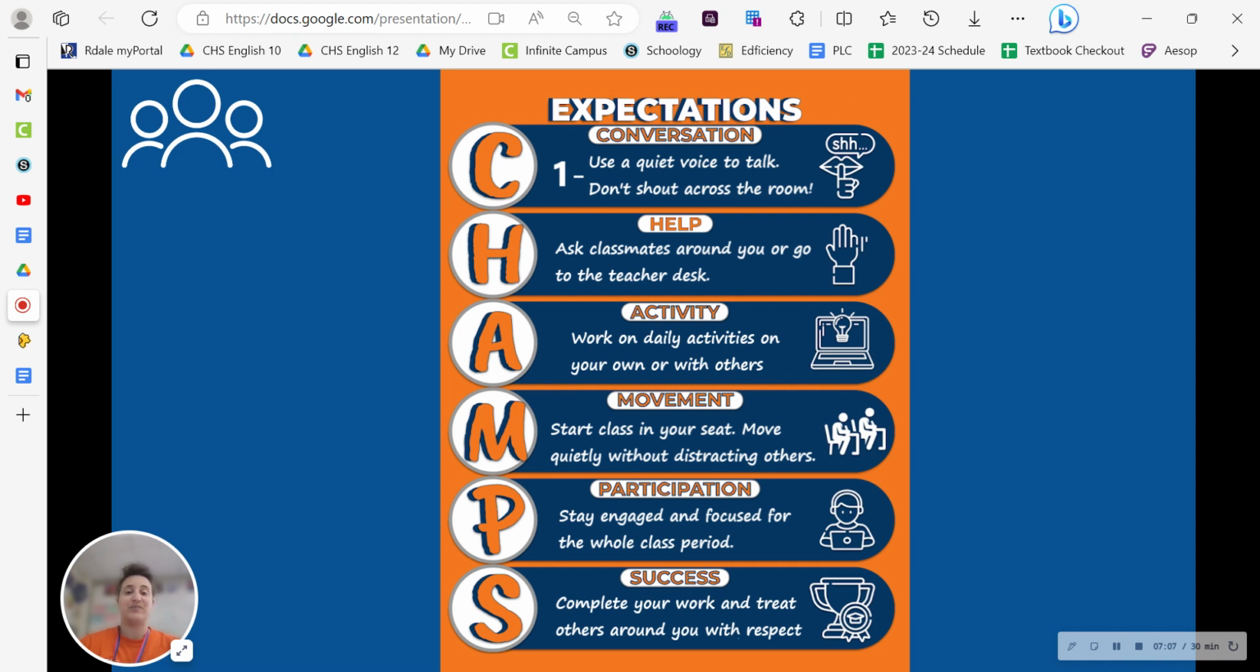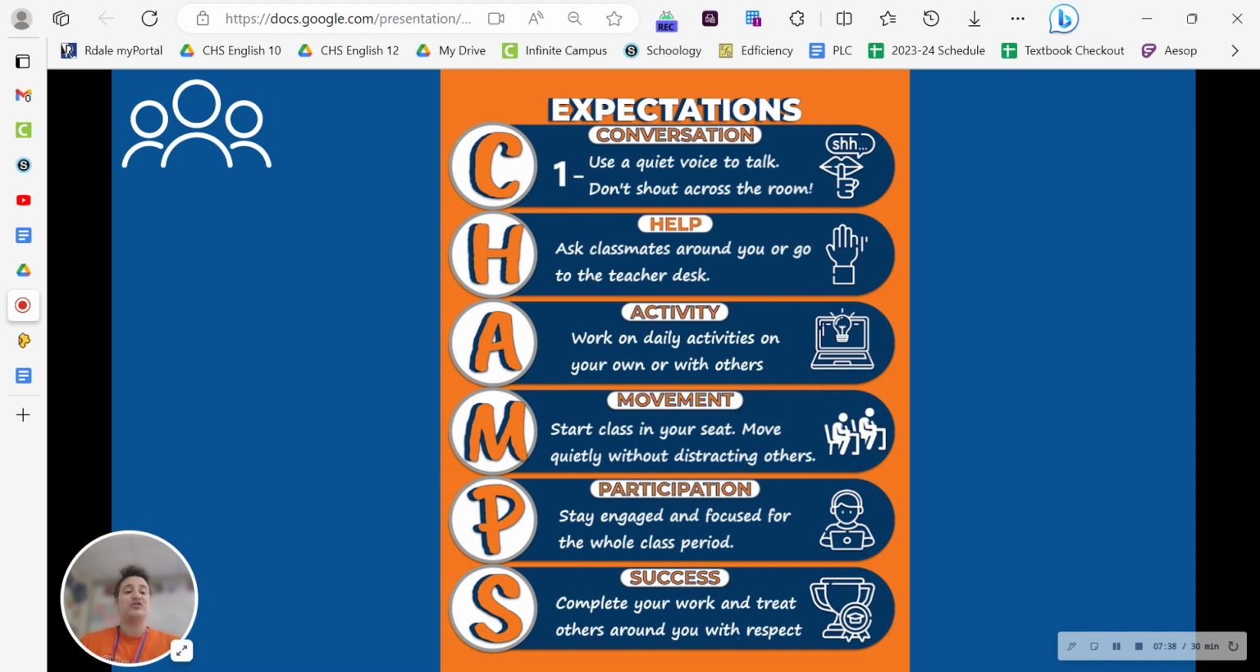In general, you should be keeping conversation to about a 1. You are welcome to talk with others around you, but it should be a regular, quiet speaking voice. Don't shout across the room. If you need to talk to someone at another table, just go to that table. If you need help, ask classmates around you or go to the teacher desk. For the activity, you can work on your daily activities either on your own or with others.